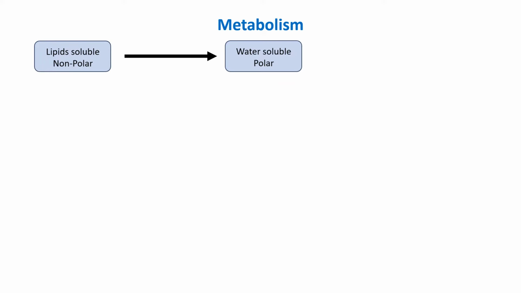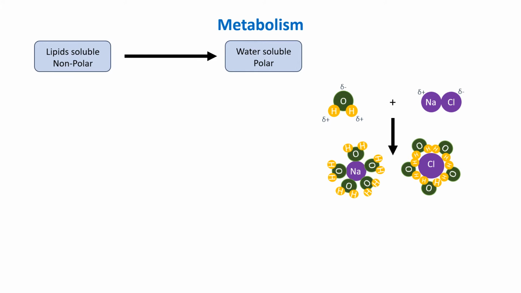Metabolism is an essential pharmacokinetic process that converts lipid-soluble or non-polar compounds into water-soluble or polar compounds. Polar molecules have partial positive and negative charges, which is similar to water. For example, salt or sodium chloride is a polar compound. So when we put salt in water, the opposite charges of water and salt attract each other, dissolving the salt.